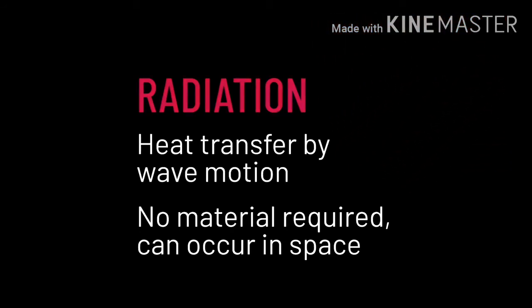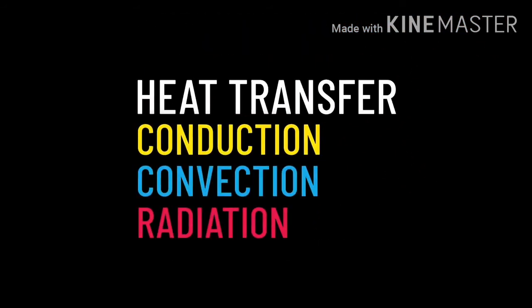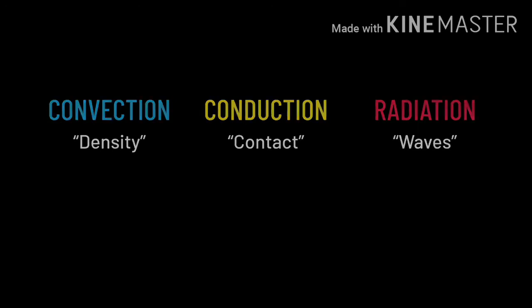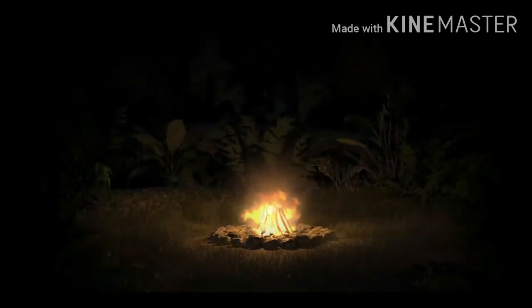And so if we look back, we have our three types of heat transfer: conduction, convection, and radiation. And it's important to know the key word that goes with each one. For convection, it's going to be density differences. For conduction, it's going to be contact. And for radiation, it's going to be waves. We can sum all three types of heat transfer up in one diagram by looking at something as simple as a campfire.